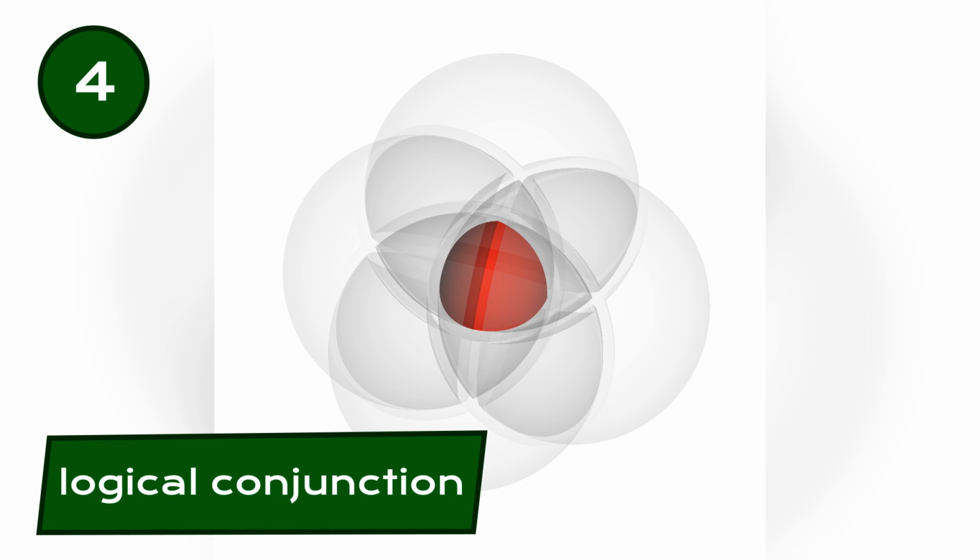Number 4. Logical conjunction. In logic, mathematics and linguistics, AND, display style wedge, is the truth functional operator of logical conjunction. The AND of a set of operands is true if and only if all of its operands are true.